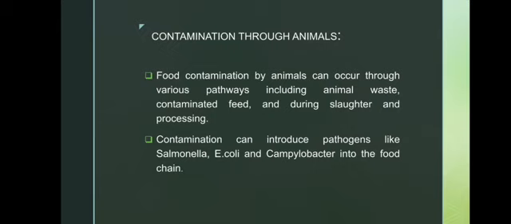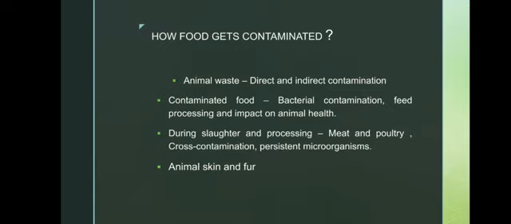Animal waste, direct and indirect contamination. So if we use water, the cooking water can be directly contaminated by animal waste. Or indirect contamination includes the transfer of microorganisms through employees, and contaminated food, bacterial contamination, feed and processing impact on animal health.